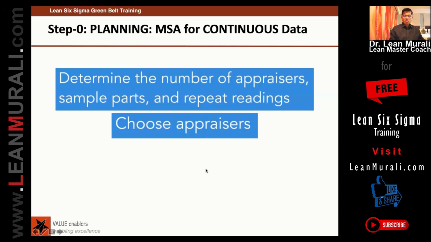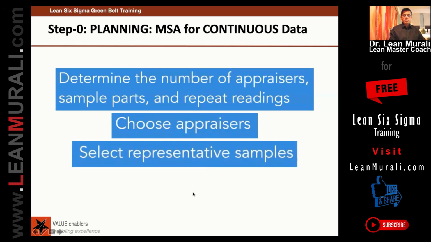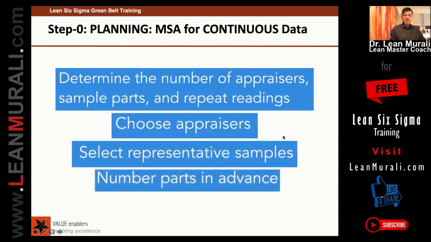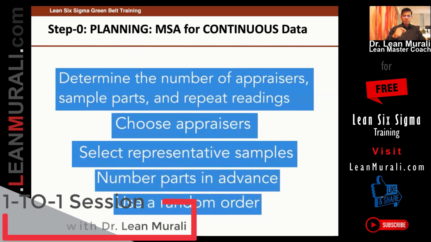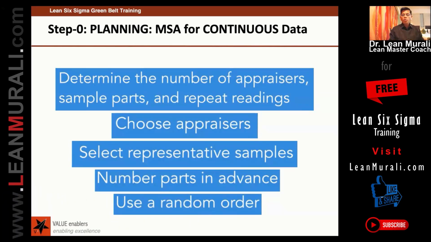So choose appraisers, select representative samples, and number the parts in advance. It's very important to number the parts, okay? But then you are not going to write the reading. There is one more person who will actually record. So when he is giving the reading, you should know which number it is so that you can note it down. Okay, so these are the 5 steps.